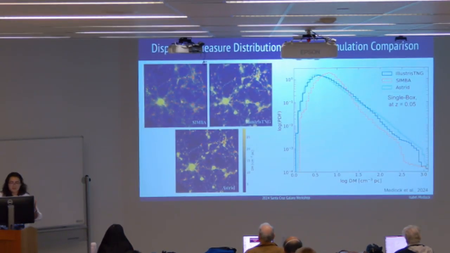To look at FRB sightlines in simulations, the first step is to make these dispersion measure maps over a typical simulation box. So this is just for redshift 0, for the different models. Just looking at the maps below, you can see the difference. In the SIMBA map, the baryons are being spread further away from structures. And that's reflected too in this distribution of the dispersion measure over the box. You can see the difference between the different models.